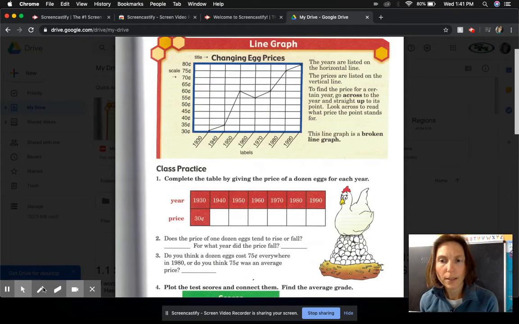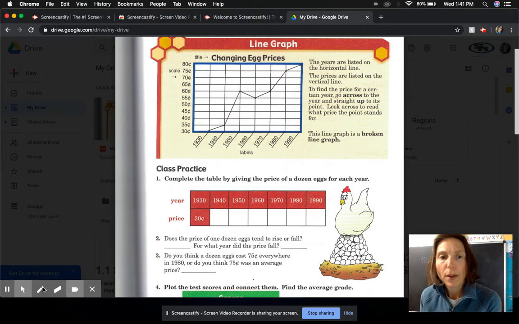Hi, so we've been talking about different kinds of graphs. This is lesson 127, and it's about line graphs. A line graph is often used to show change over time, and it has a vertical and a horizontal line. The horizontal line is usually the x-axis, and the vertical line is the y-axis.